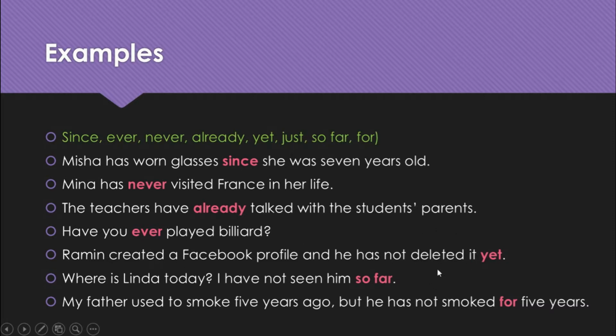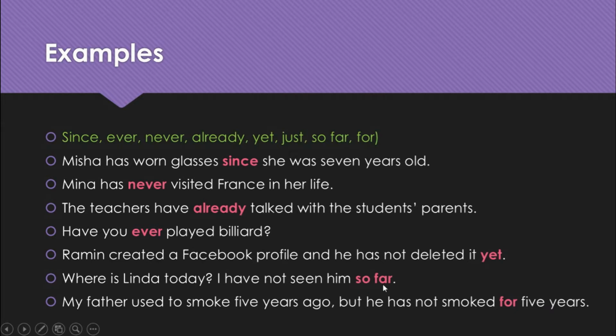Now, this event, the second event here I have, is something from the past when he created the profile to today, right? Where is Linda today? Somebody is asking, where is Linda today? This is present simple, very easy, right? I have not seen him so far, right? I have not seen Linda so far. Is Linda a girl or a boy? I'm not sure. I think it's a girl. So I have not seen him so far.